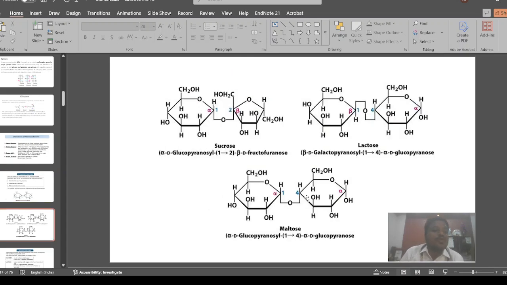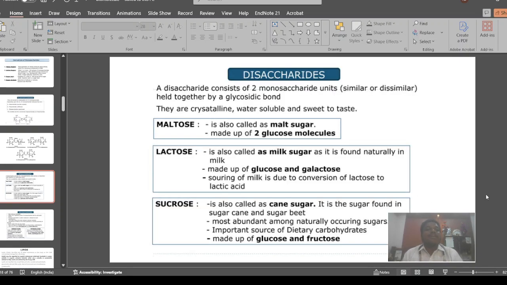This is the structure of sucrose. Sucrose is made from fructose and glucose, lactose is made from glucose and galactose, and maltose is made from two alpha glucose. They are joined together by a glycosidic linkage, and the direction is represented here, which is 1 to 2. Alpha glucopyranosyl 1 to 2 beta D fructofuranose. This is the nomenclature.